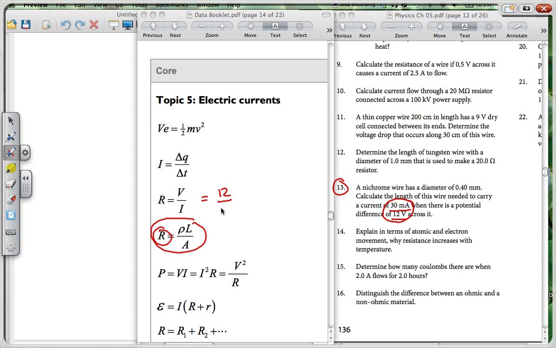So I'm going to get 12 volts divided by 30 times 10 to the negative 3. Just be careful with that milliamp. So I divide 12 divided by that, and I get 400 ohms. So my resistance that I need is 400 ohms. So now it's similar to the question I had before. I'm just going to work out my cross-sectional area. Here we are told that it is 0.4 millimeters, so the radius is going to be 0.2. So it's going to be pi times 0.2 times 10 to the negative 3 squared. That will give my area.